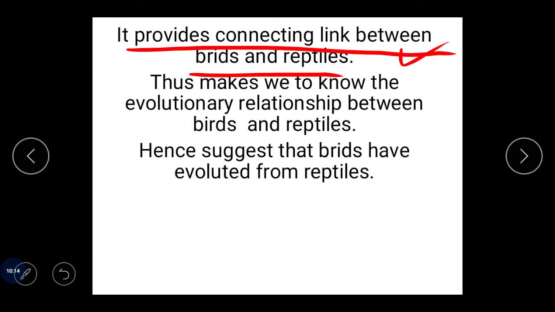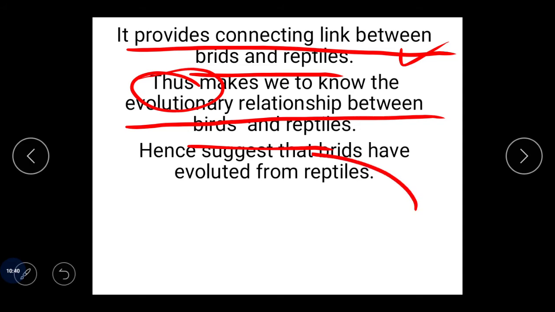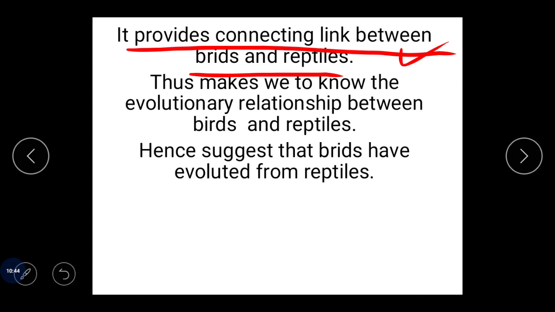Thus we know there is an evolutionary relationship between birds and reptiles. It makes us understand that there is an evolutionary concept, an evolutionary relationship between the birds and reptiles. Hence it suggests that evolution has taken place, that birds have evolved from reptiles.